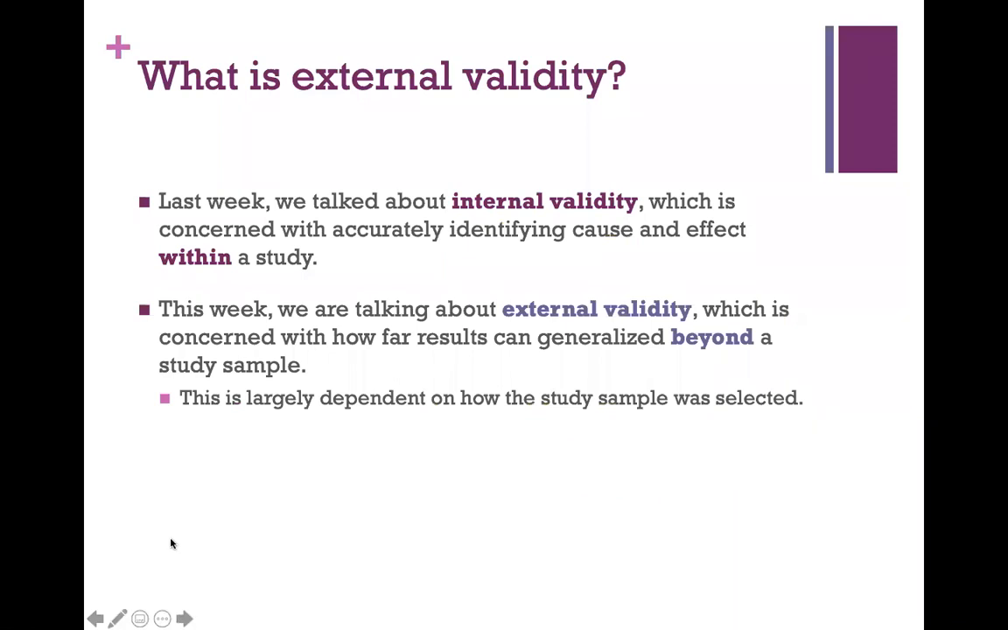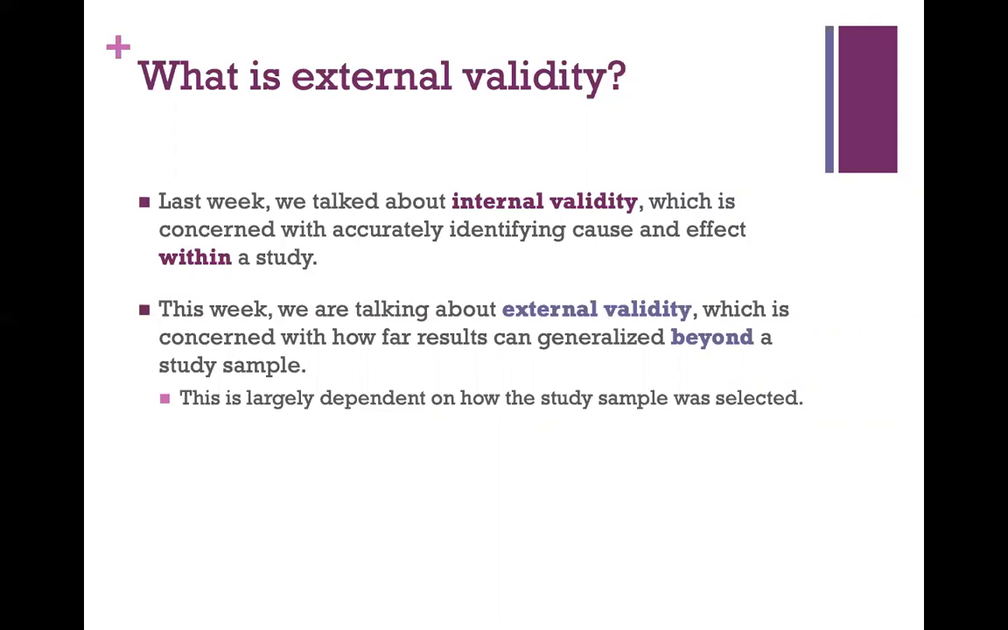In this lecture, I'll talk about external validity and sampling design. Now, if you recall, last week we talked about internal validity, which is concerned with accurately identifying cause and effect within a study. So internal validity is managed within the study by controlling elements, assigning participants to conditions, whereas external validity is concerned with how far we can generalize results beyond a study sample. So how can we generalize outside of what happened in the study?